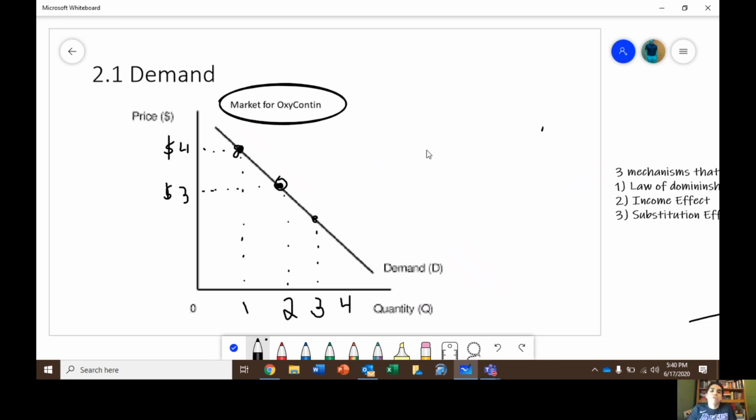But just to keep things simple, we're just going to assume that you could purchase an opioid pretty simply, like any other market good.